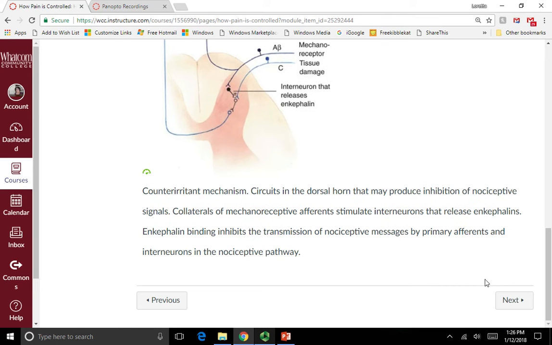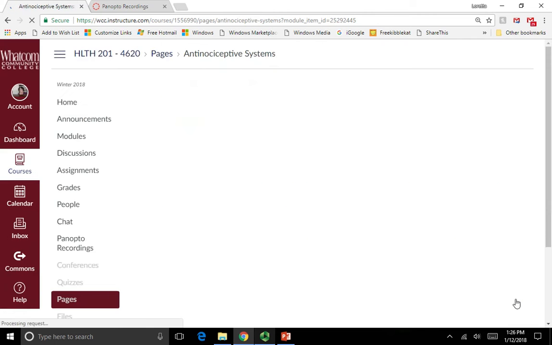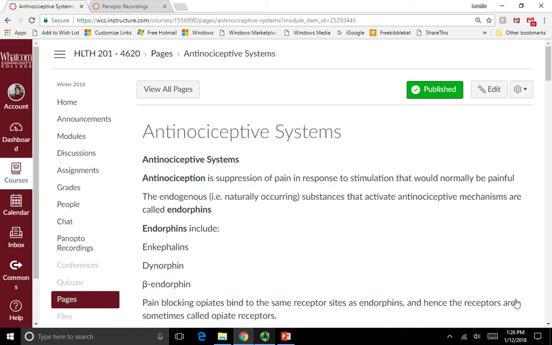Okay, so we'll go through all these again. Our anti-nociceptive systems, we're going to talk about them as 5 different levels of anti-nociception, and they happen in different areas of the nervous system. Anti-nociception is the suppression of pain in response to stimulation that would normally be painful.